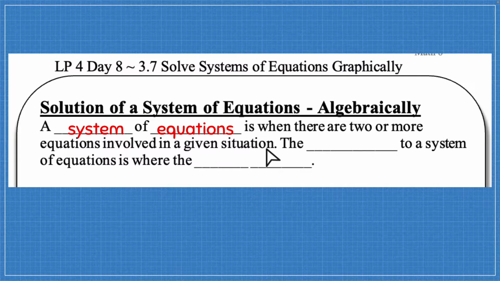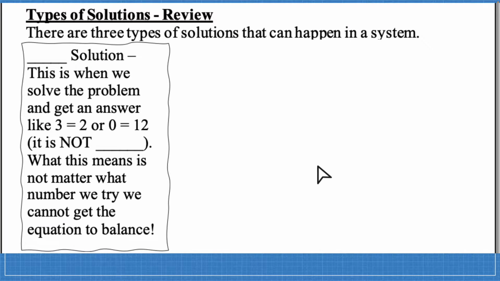Now we're going to have two equations, which means two lines. So we call it a system. It's two lines that work together, two or more equations that work together. So the solution to a system of equations is where the two lines cross. Because that's the only place where those two lines will have the same exact coordinate. And in order for them to have the same solution, they have to have the same coordinate, right? So they have to be able to be in the same place.